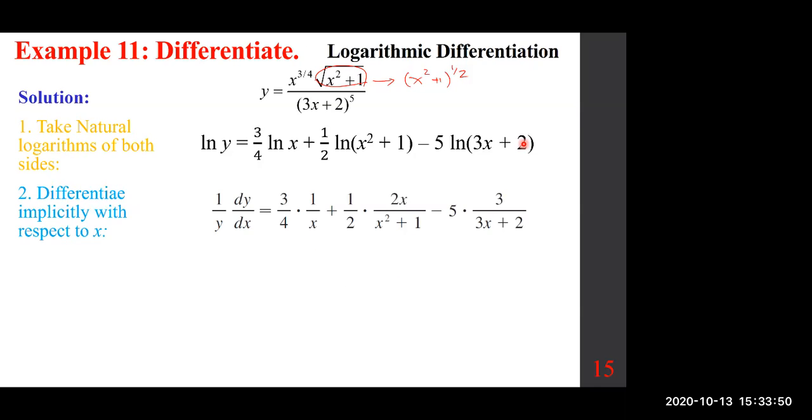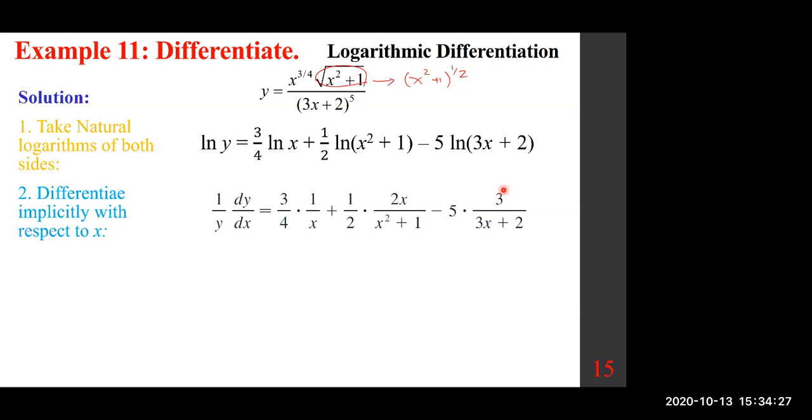So take a look one more time. ln y, 1 over y dy dx. 3/4 ln x, 3/4 sits in front. ln x gives you 1 over x. Plus 1/2, 1/2 is intact. ln of x squared plus 1, flip this over times 2x. Minus 5 times, flip this over times 3. We're done with calculus, that is.